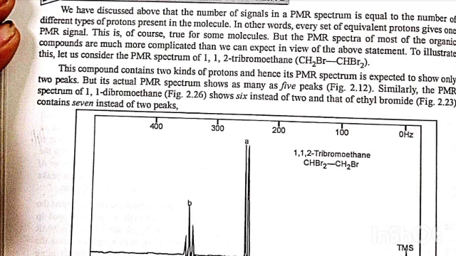In view of the above statement, to illustrate this, let us consider the PMR spectrum of 1,1,2-tribromoethane. This compound contains two kinds of proton and hence its PMR spectrum is expected to show only two peaks, but its actual PMR spectrum shows as many as 5 peaks. Similarly, the PMR spectrum of 1,1-dibromoethane shows 6 instead of 2, and that of ethyl bromide contains 7 instead of 2 peaks.